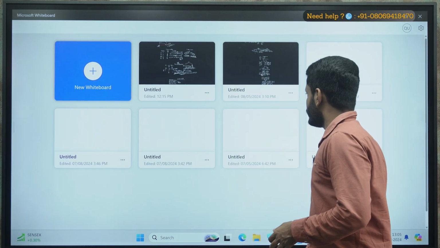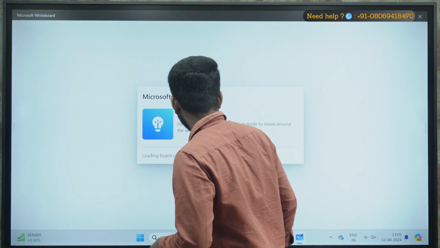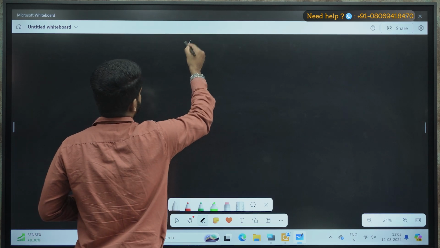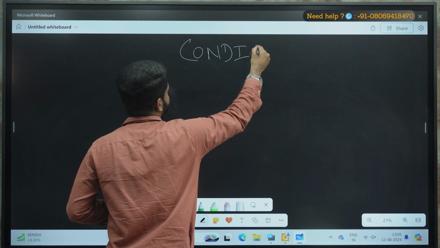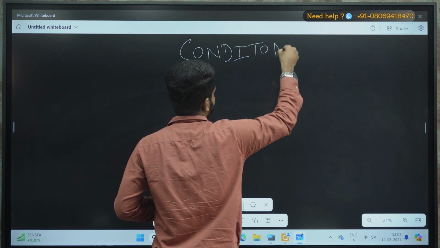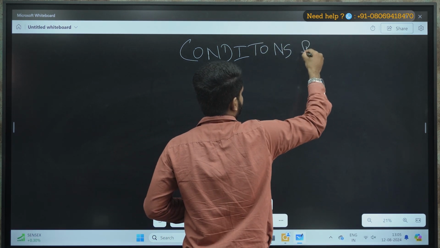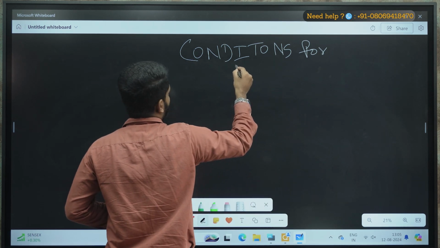Give me a second, let me share the blackboard first. Conditions for order book data.